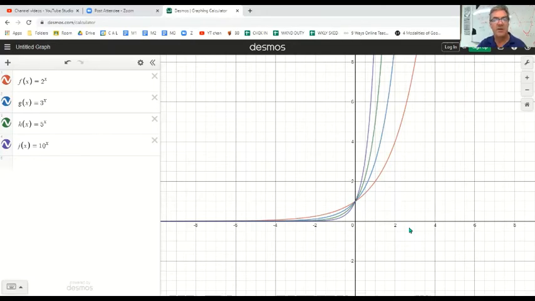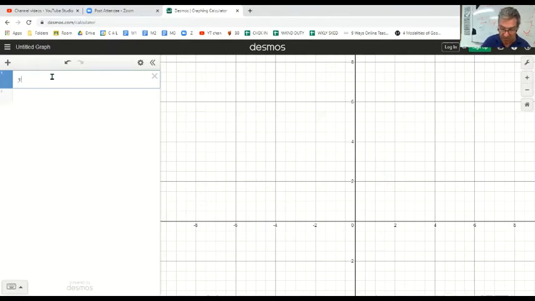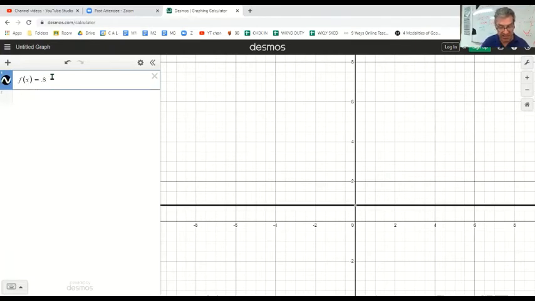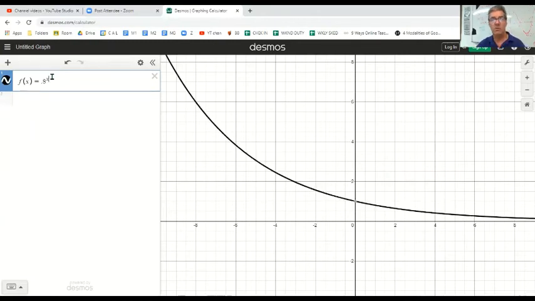Okay? All right. So let's take a look at a slightly different version of this function. Or actually, it's not slightly, it's actually fairly different. I'm going to go ahead and get rid of everything. And I'm going to put in y equals, or no, we're using function notation. So f of x equals, let's try 0.8 caret x. Whoa, now that's kind of different.